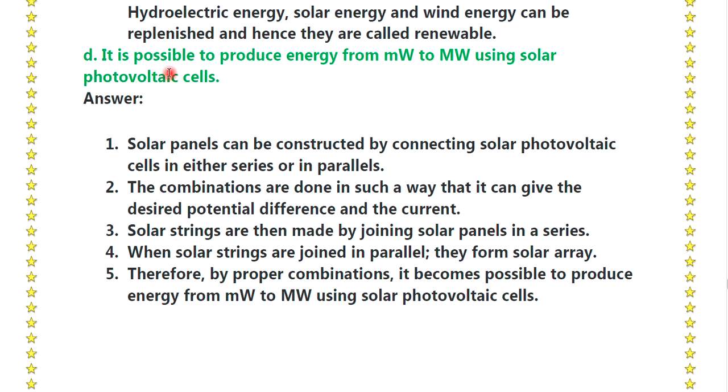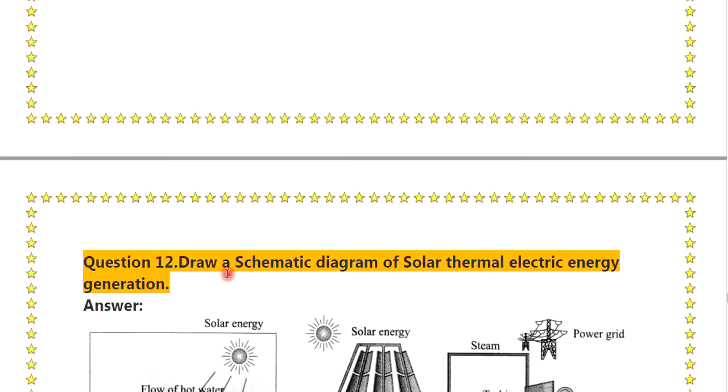Question number D. It is possible to produce energy from milliwatt to megawatt using solar photovoltaic cells. In that, first point, solar panels can be constructed by connecting the solar photovoltaic cells either in series or in parallel. Second, the combinations are done in such a way that they can give the desired potential difference and current. Third point, solar strings are then made by joining solar panels in series. When solar strings are joined in parallel, they form a solar array. Therefore, by proper combinations, it becomes possible to produce energy from milliwatt to megawatt using solar photovoltaic cells.